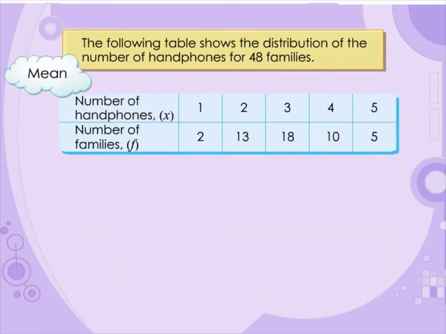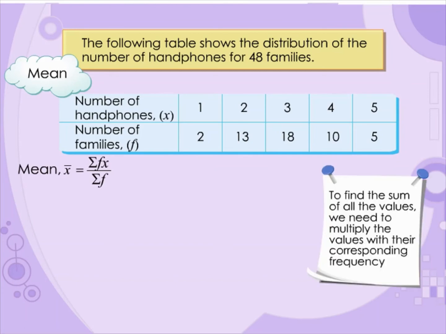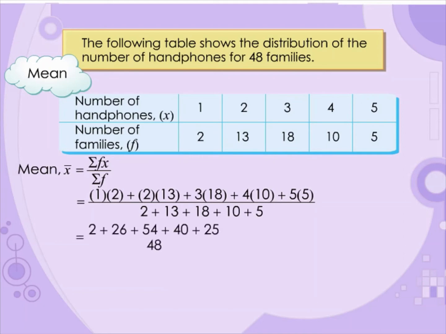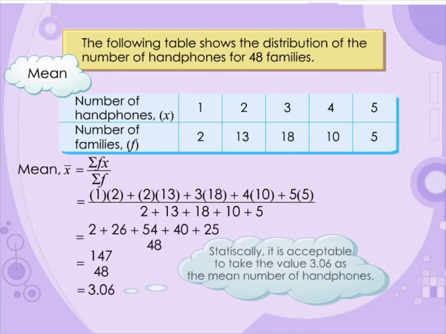Next, we have to find the mean. Mean is equal to the sum of all the values divided by the number of values. Notice, to find the sum of all the values, we need to multiply the values with their corresponding frequency, which is the number of families. Doing the multiplication and addition, we obtain 147 divided by 48, which is 3.06.